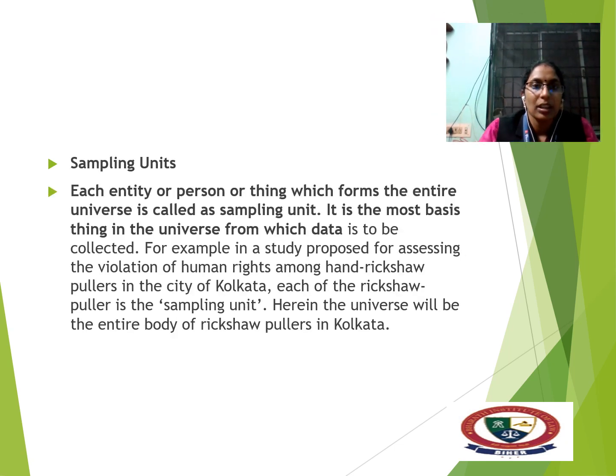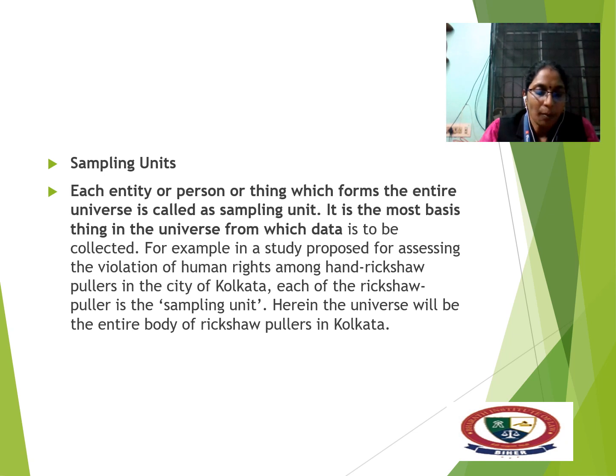Sampling unit. Each entity or person or thing which forms the entire universe is called a sampling unit. It is the most basic thing in the universe from which data is to be collected. For example, in a study proposed for assessing the violation of human rights among the hand rickshaw pullers in the city of Kolkata, each of the rickshaw pullers is a sampling unit. Herein, the universe will be the entire body of the rickshaw pullers in Kolkata.